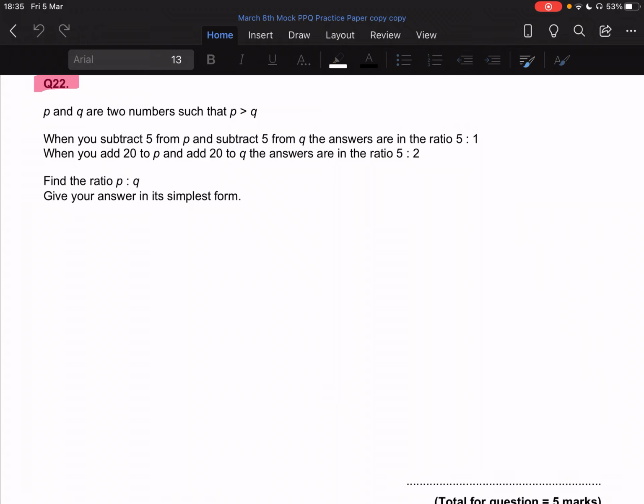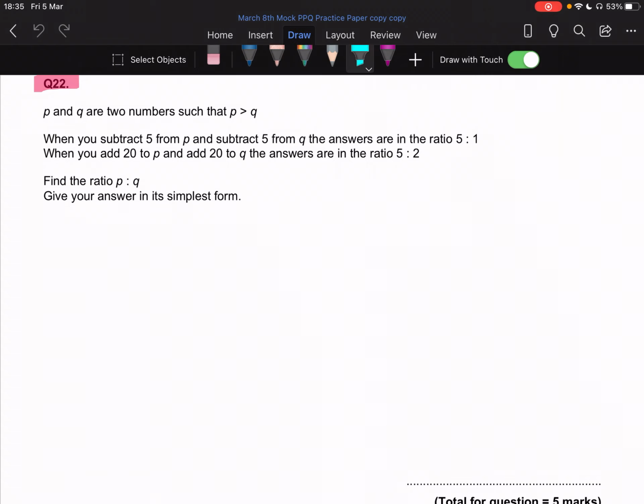It says P and Q are two numbers such that P is greater than Q. When you subtract 5 from P and subtract 5 from Q, the answers are in the ratio 5 to 1. So I'm going to start writing some stuff up as I go along. So it says you subtract 5 from P and subtract 5 from Q. I'm going to start with that.